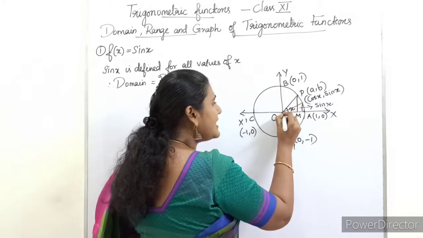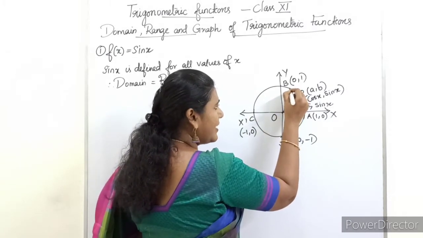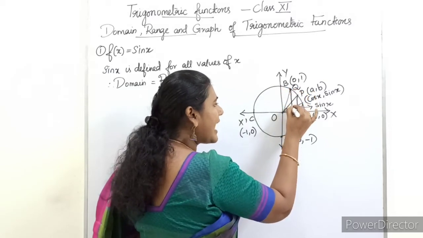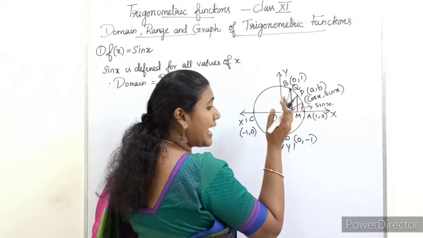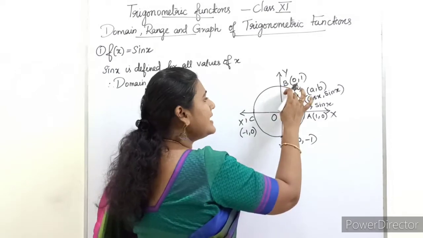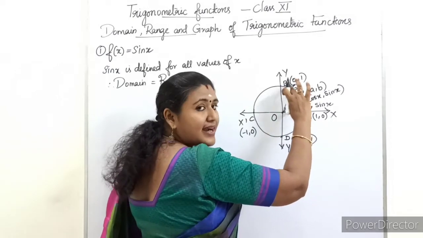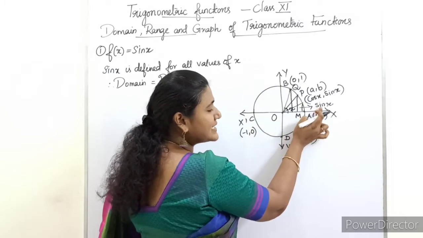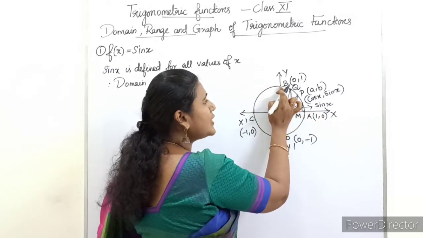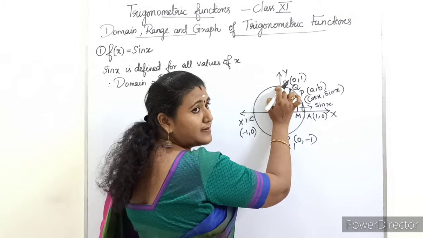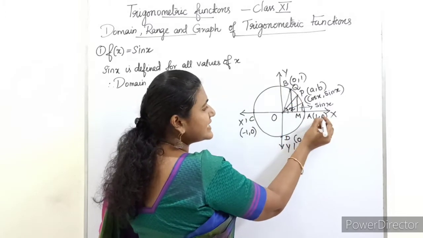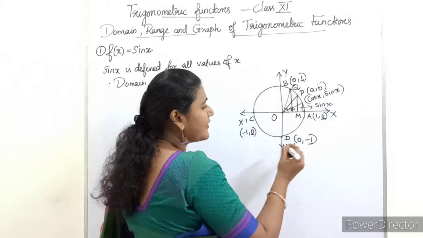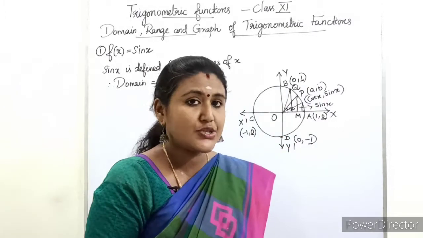Similarly, if you increase the value of x, I am taking another point Q. So here the angle x is increasing. In this case the height of the triangle is increasing. So in the first quadrant sin x can take values from 0 to a maximum of 1. So you just see the y coordinate of these points. From that we will get the range of sin x.